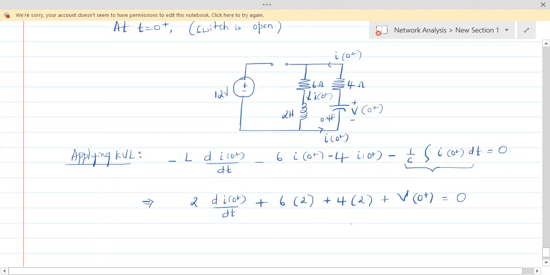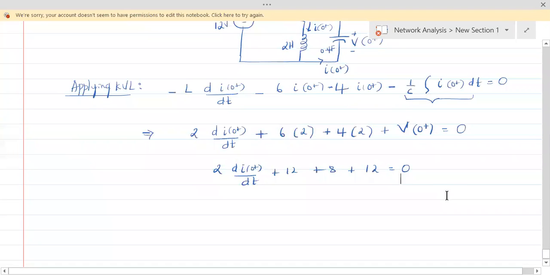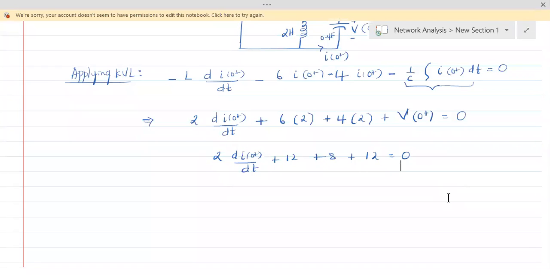What is V of 0 plus? Let me write that. So this is 2 into di of 0 plus by dt plus 12 plus 8. What is V of 0 plus? V of 0 plus is 12 equal to 0. So what would this be? What would this be? 6 into 2, and so this 12 and this 12 are cancelling each other. Why is that happening?